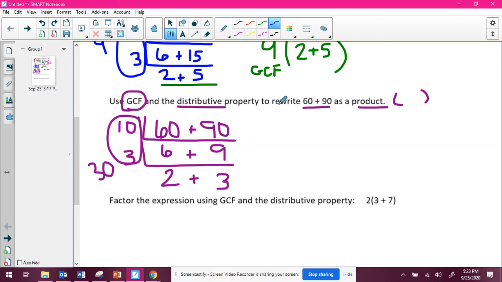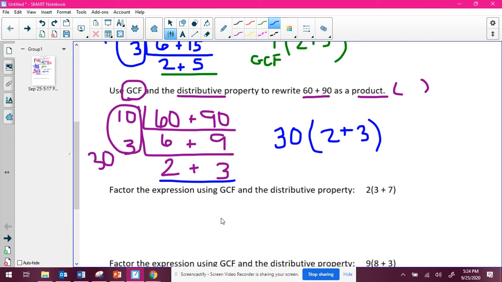And I'm going to rewrite it using the distributive property. So my GCF goes on the outside. And these numbers are going to go on the inside of the parentheses, 2 plus 3. And that's our answer.